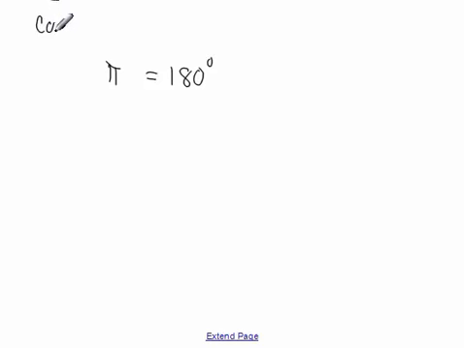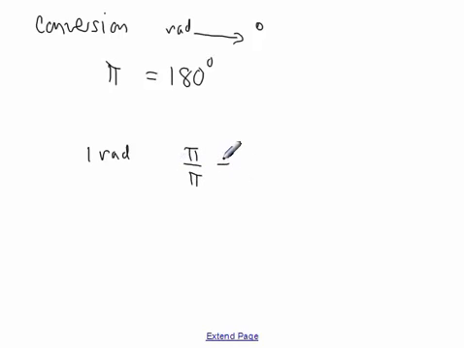So maybe let me write here conversions. Conversion from degrees to rad, and from rad to degrees. So now if we've got pi to be 180, if we want 1 radian, I think we must divide this by pi. So we get pi over pi, we get 1. And then here we get 180 over pi. So in other words, 1 radian is equal to 180 over pi.